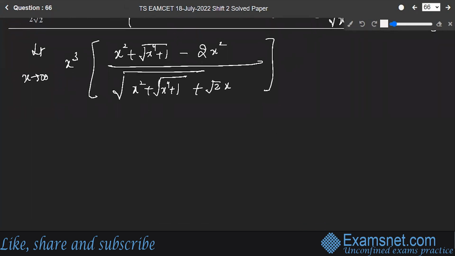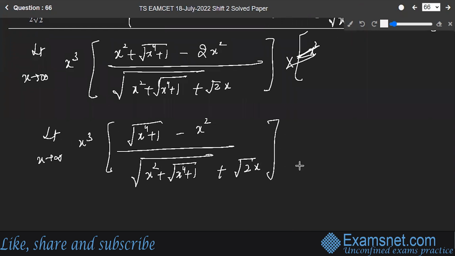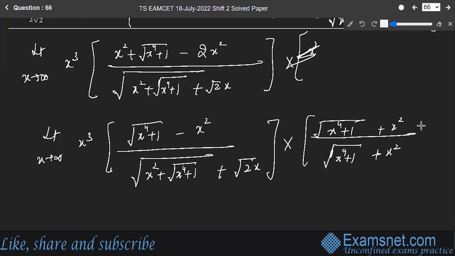Again, multiplying the numerator and the denominator, this time it will be x squared. Sorry, there is a change, wait. So it will be subtracted. Next, it will be the limit as x approaches infinity of x raised to power 3, root of (x raised to power 4 plus 1) minus x squared upon root of (x squared plus root of (x raised to power 4 plus 1)) plus root 2x. So now, multiplying the numerator and the denominator with root of (x raised to power 4 plus 1) plus x squared upon root of (x raised to power 4 plus 1) plus x squared.